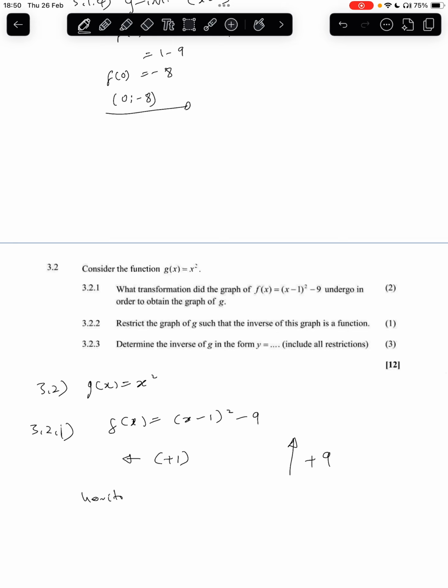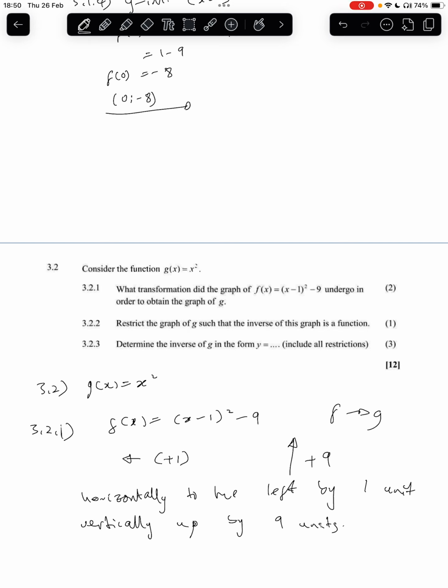So it was shifted what? Horizontally to the left by 1 unit, vertically up by 9 units. Remember, the shift is we're transforming this graph from f of x to g of x.